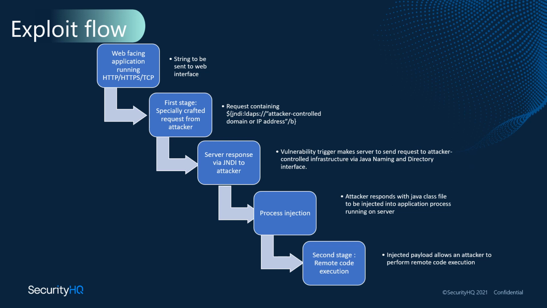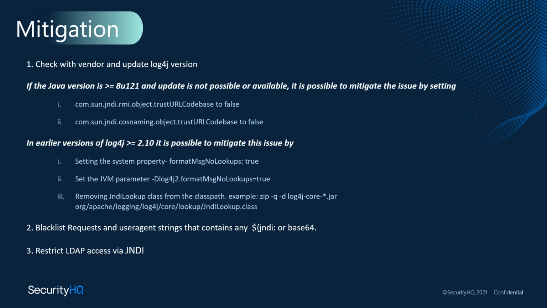So let's see what the mitigations for this vulnerability are. To mitigate this vulnerability permanently, you have to update your log4j version. If your Java version is greater than 8u121 or your log4j version is greater than 2.10, there are different mitigation steps that we recommend here. This is again the temporary mitigation that we would recommend. The permanent one should be updating the log4j version.